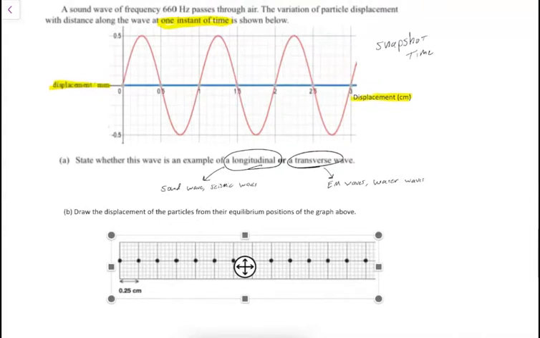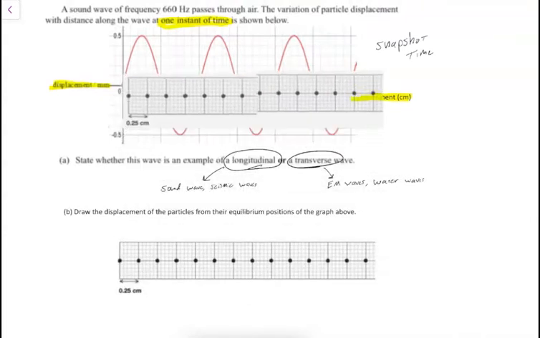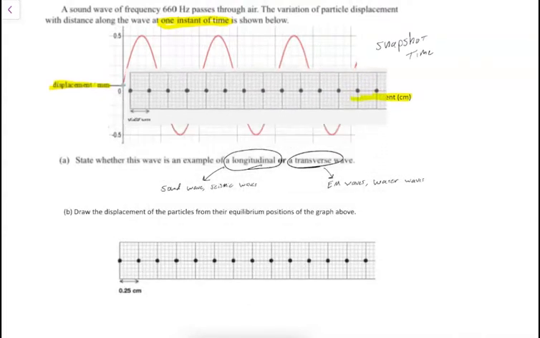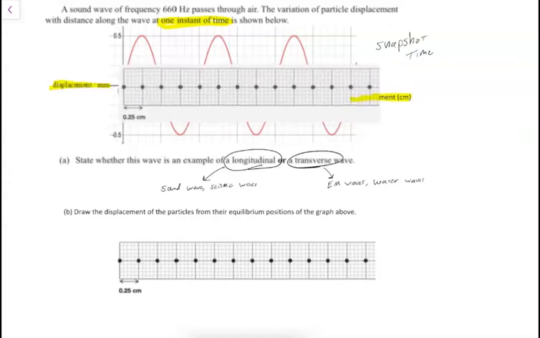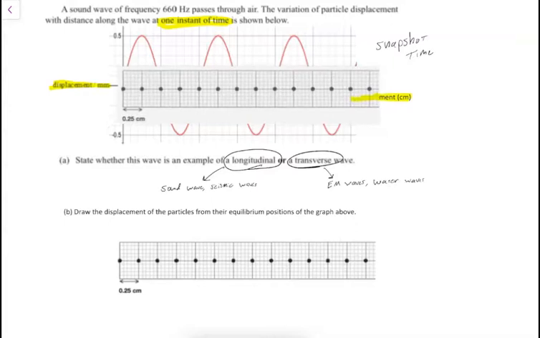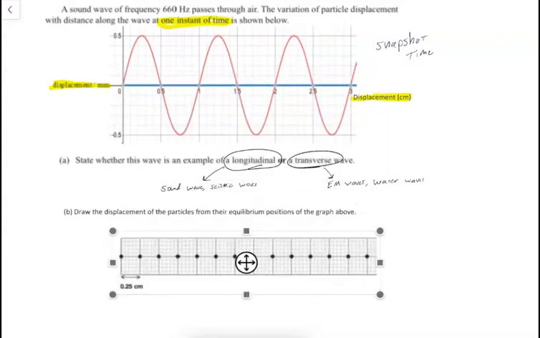All right, part B is draw the displacement of the particles from their equilibrium position on the graph. In order to see this, it might be good to kind of say, hey, look, each of these is 0.25 centimeters between the dots. So it's almost as if these dots exist on this graph like this if the graph wasn't a wave, if they were all in equilibrium position. But since they are not, we have points on this graph that are in equilibrium position, and then we have points that move upward, and we have points that move downward.